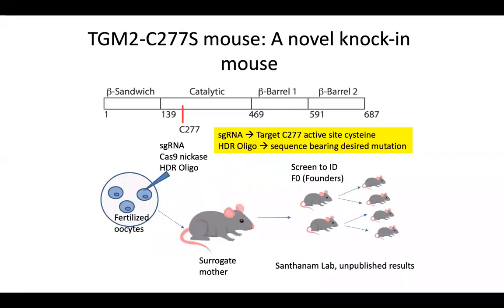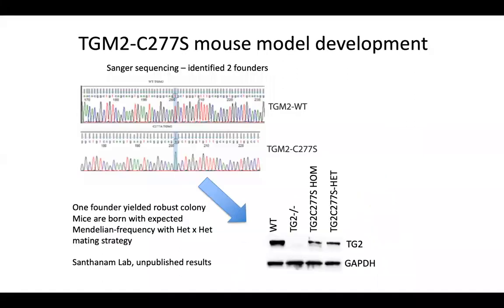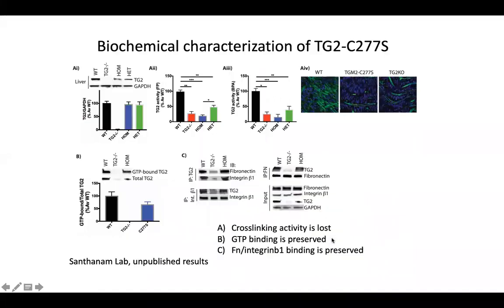So to understand which of these mechanisms may be playing a role, we created a new knock-in mouse model where we took the active site cysteine, which is the position responsible for its cross-linking function, and we introduced a point mutation using CRISPR-Cas9 gene editing technology. We generated a point mutant knock-in mouse, which is expressed pretty well in all the tissues, but lacks the cross-linking function.